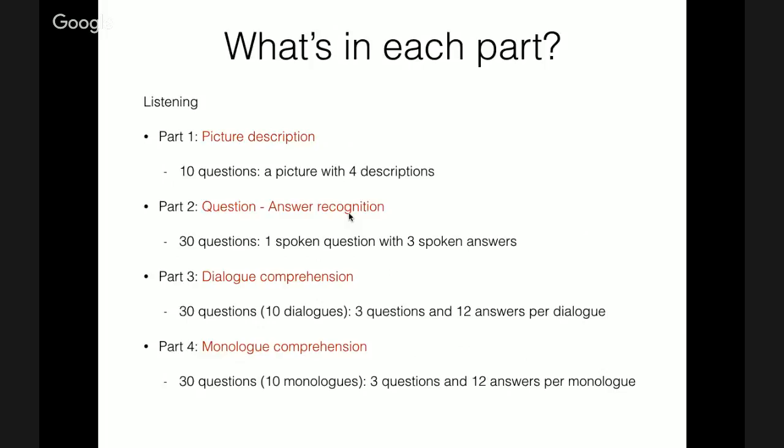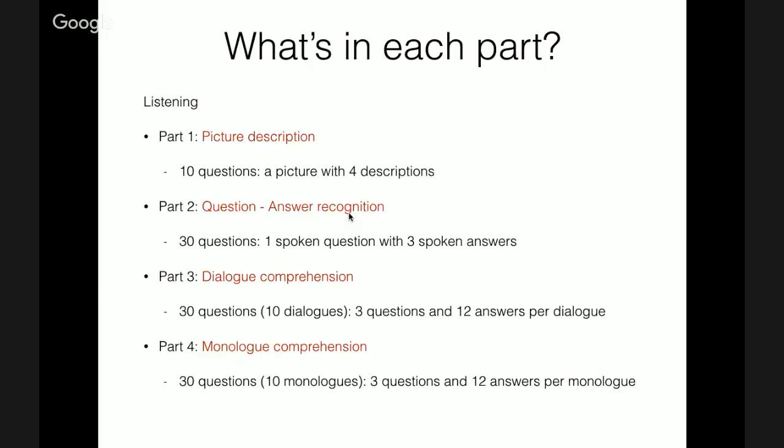The part 3 is dialogue comprehension. That means there's 2 people speaking. There are 30 questions again. That equals 10 dialogues because you have 3 questions per dialogue. So 3 questions equals 1 dialogue, and there are 4 possible answers for each question. So each dialogue contains 12 answers. So there's more comprehension in that part 3.